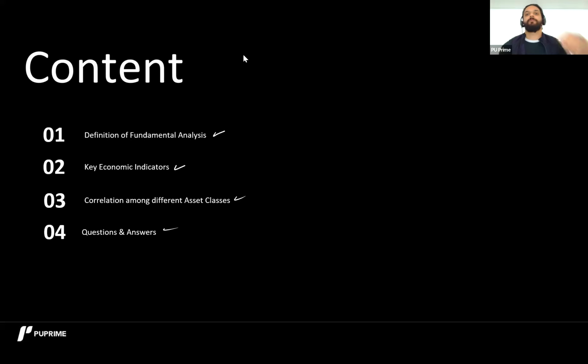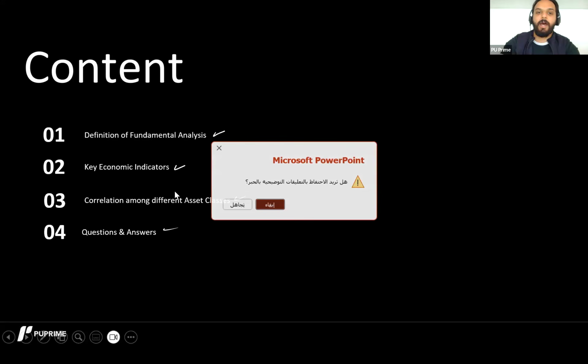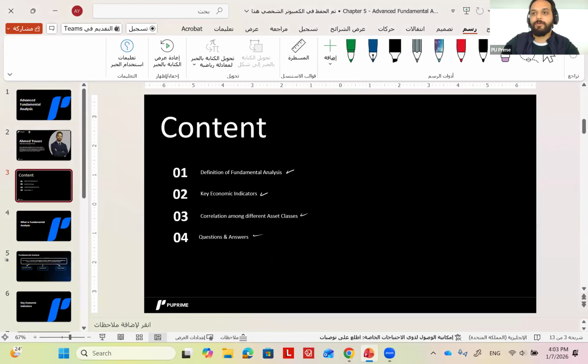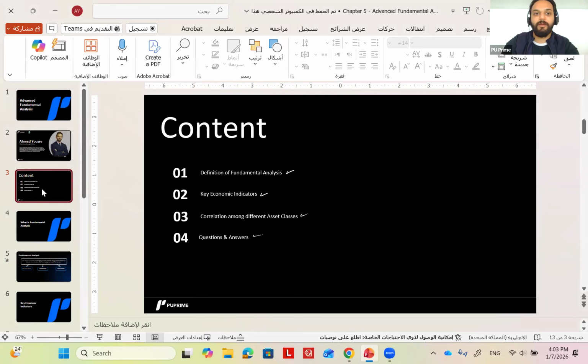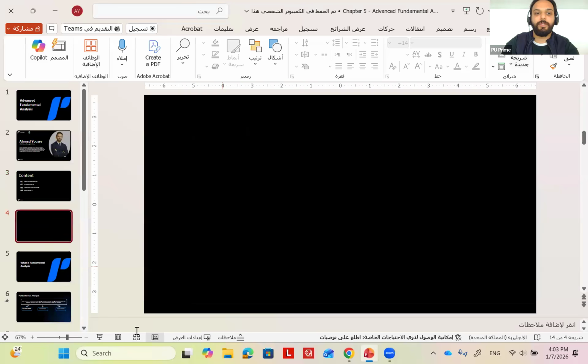Now, let's jump to the first part, which is the fundamental analysis. I'm not going to go through the slides since we are a bit beginner, so I'll skip this part for now. Let me just do my notes, and then we are going to jump to the notes.